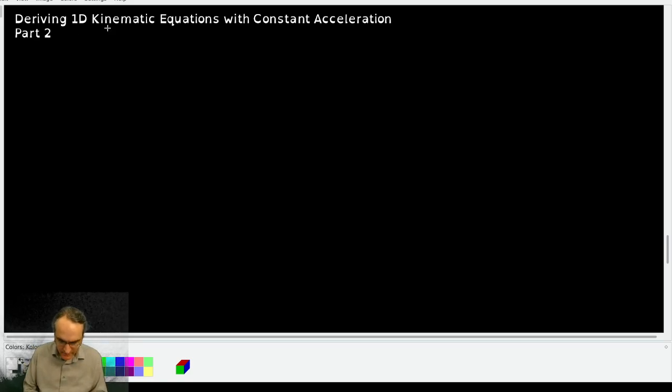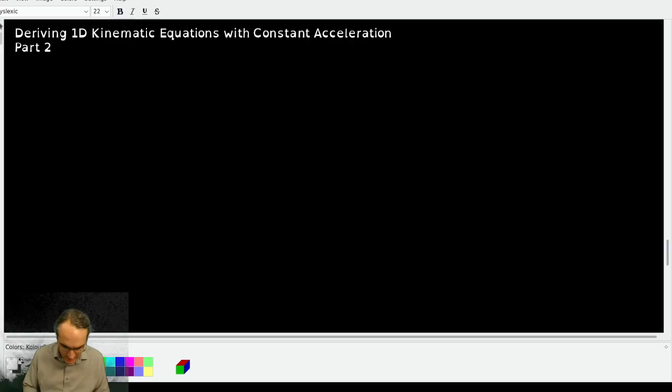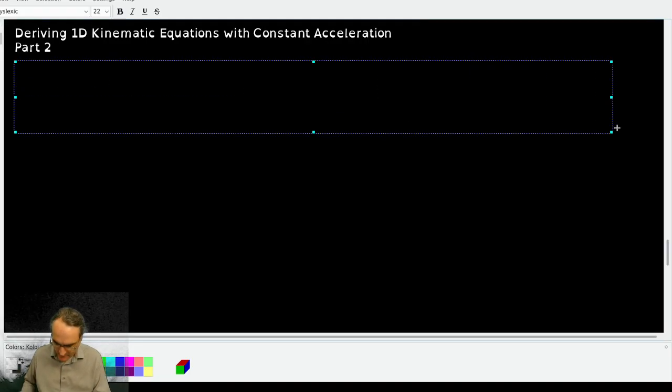We are deriving 1D kinematic equations with constant acceleration, part 2. This is going to be kinematic equations 3 through 5 that we talked about in the full lecture, or that you find in the textbook. I want to note something before we start.